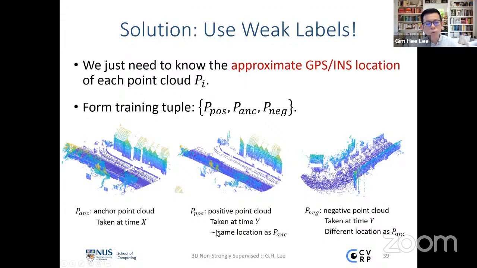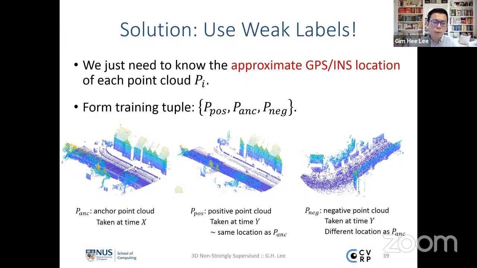And then I also have to form the positive point cloud for this anchor point cloud. The positive point cloud could be a point cloud that is taken from another time, for example. And here, it is strongly encouraged that this positive point cloud be taken from another time, because we want our network to learn the variation in the scene over time. But the positive point cloud would have to be taken roughly at the same location as our anchor point cloud. This can be given by the GPS INS location, and it need not be exactly the same location.